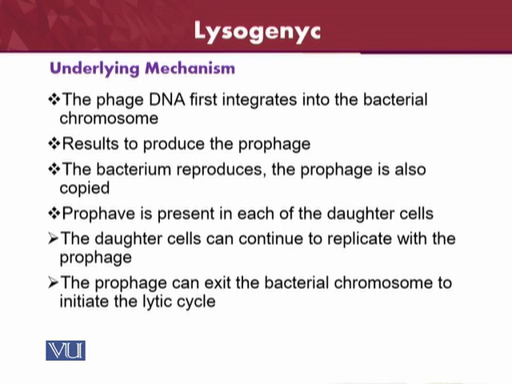The daughter cells can continue to replicate along with the prophages, and the prophage can exit the bacterial chromosome to initiate the lytic cycle. It is the ability of the prophage, whether it will stay inside the bacteria or exit from the bacterial chromosome and initiate its own lytic cycle, burst the bacterial cell, and go outside into the environment.